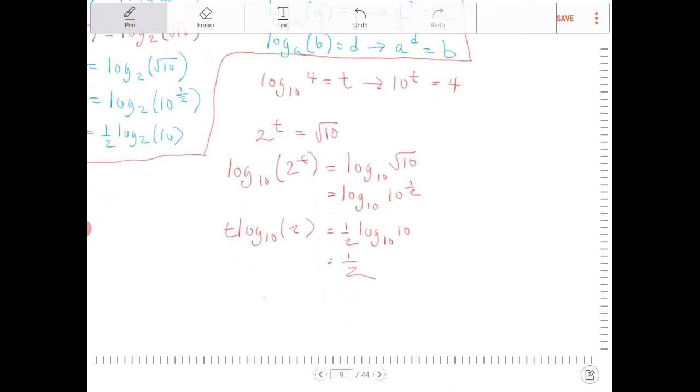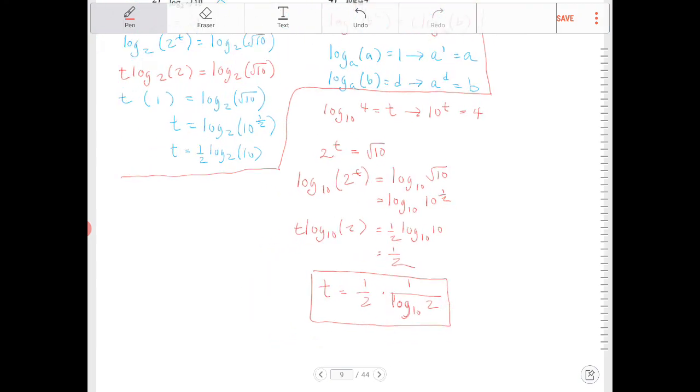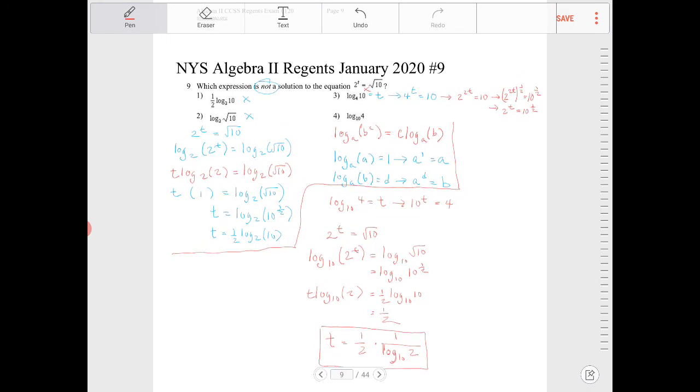So in other words, t will equal 1/2 times 1 over log base 10 of 2. This is what t really should be if we're using base 10. But again, option 4 doesn't look like that. So option 4 is the only one that's not a solution. I have to say, for a log and exponential problem, this is a challenging one.